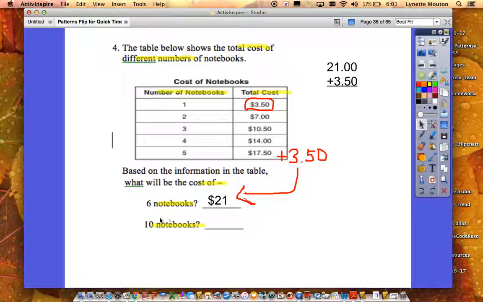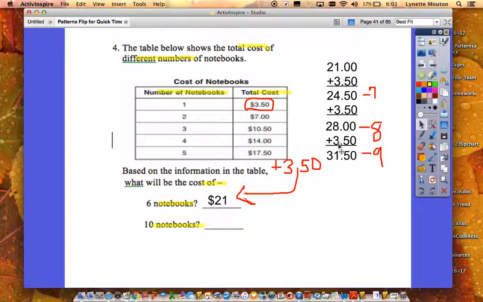Now, they often do this. There's a jump. They didn't give you the information that you need, but you're going to have to add until you get to 10 notebooks. So we don't have to go back to the beginning because we already have $21 is what it costs for 6 notebooks. So add another $3.50 for 7 notebooks, gives you $24.50. Another $3.50, 8 notebooks will cost $28. Another $3.50, 9 notebooks will cost $31.50. And another $3.50, 10 notebooks will cost you $35.